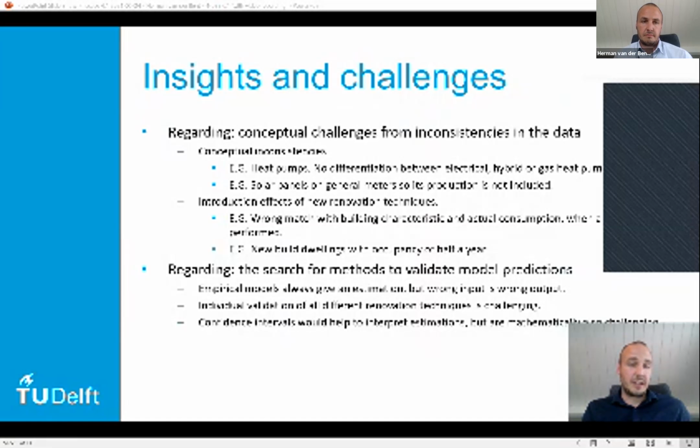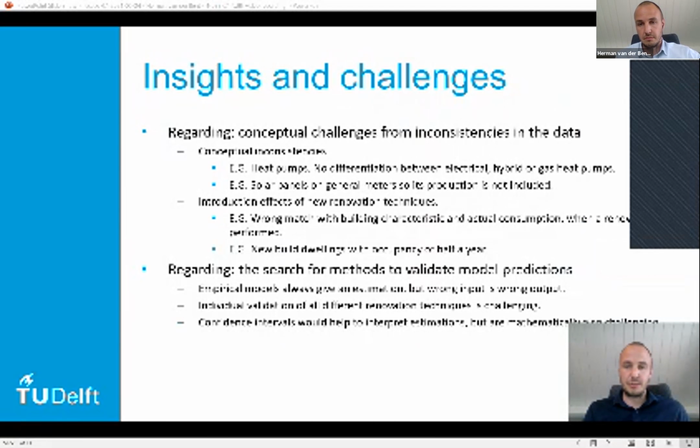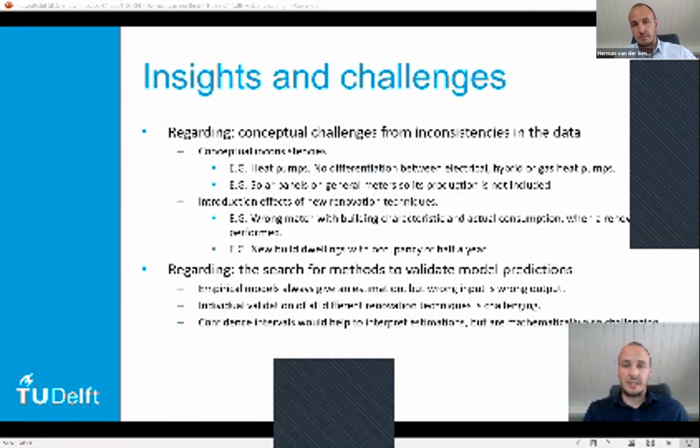And then regarding the search for a method to validate model prediction. Empirical models always give an estimation, but if the input is wrong, the output is also wrong. And it's challenging for all individual renovation techniques to validate if the estimations are within reasonable boundaries. Confidence intervals would help to interpret these estimations, but are mathematically also challenging.